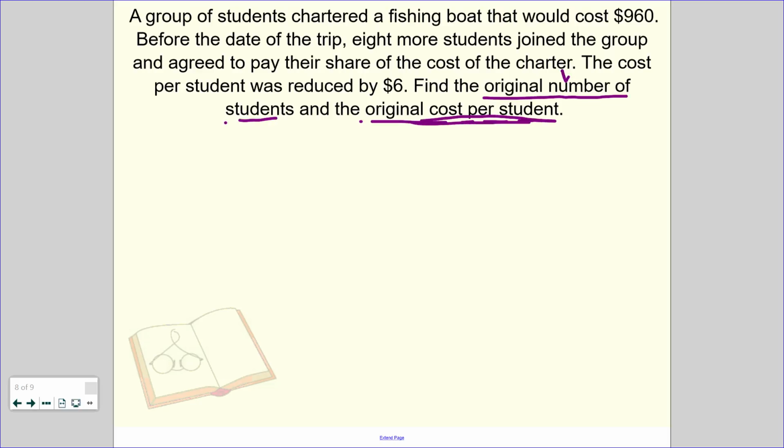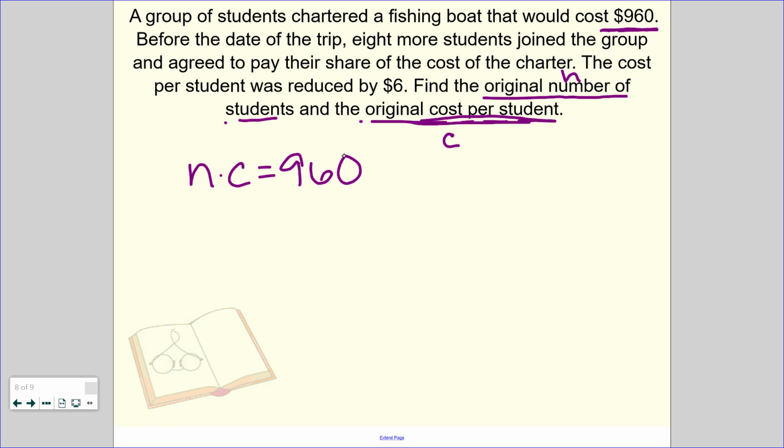So we'll say N is number of students and C is cost per student. That way I keep my variables straight. Okay, so originally it cost $960. So that means the original number of students times the cost for each student would total 960.